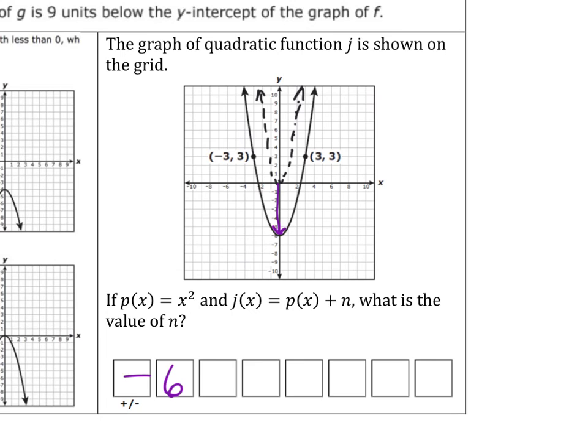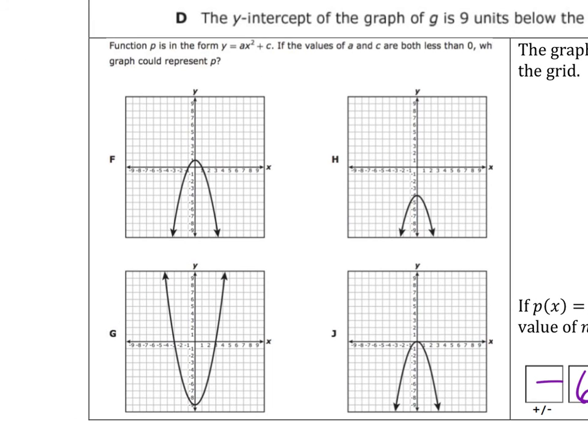Okay, I know I'm doing this out of order, but we're going to go over to this question right here. I love this question. I think it's so creative. It says function p is in the form y equals ax squared plus c. If the values of a and c are both less than 0, which graph could represent p?